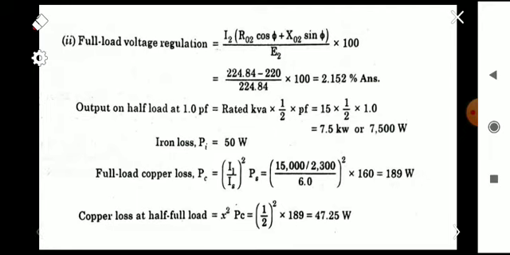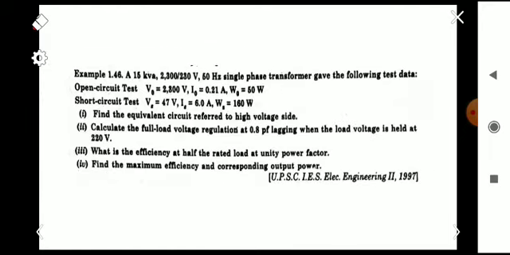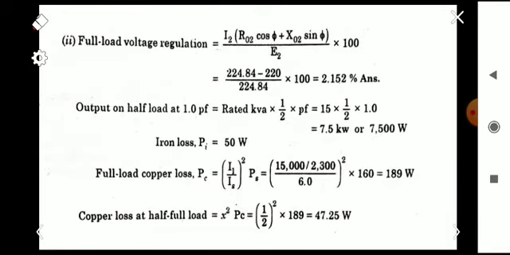Here in the question itself the power factor is given as 0.8 lagging. So here we are using the plus sign. If it is leading, we have to use a negative sign here: I2 R02 cos phi minus I2 X02 sin phi. Normally in all cases the power factor may be given as lagging, so we will use the plus sign here.